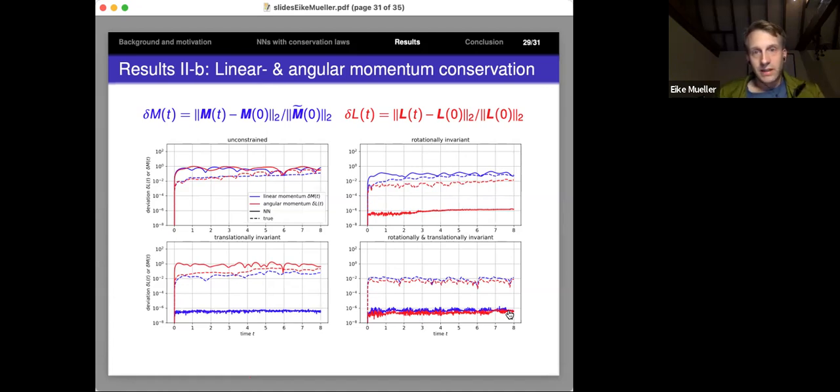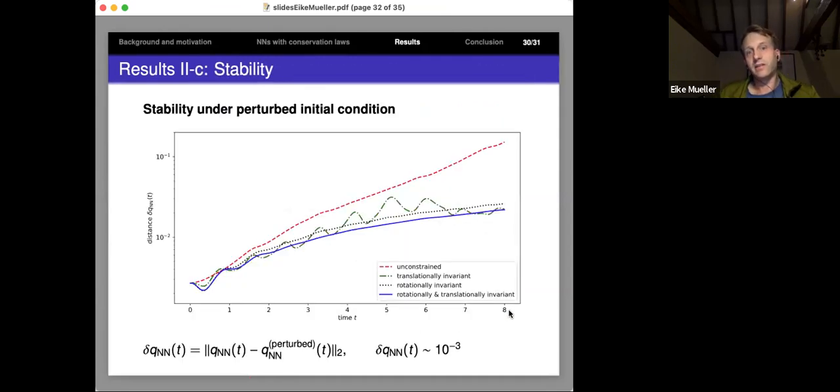So I'm almost at the end. The final thing I did is I looked at stability under perturbations. I initialize the network, and then I look at the slightly perturbed trajectory, and I measure how they diverge. For the totally unconstrained neural network, they diverge quite a lot. That's consistent with the trajectories I showed you on the previous slides. And then switching on the symmetries actually helps with this.